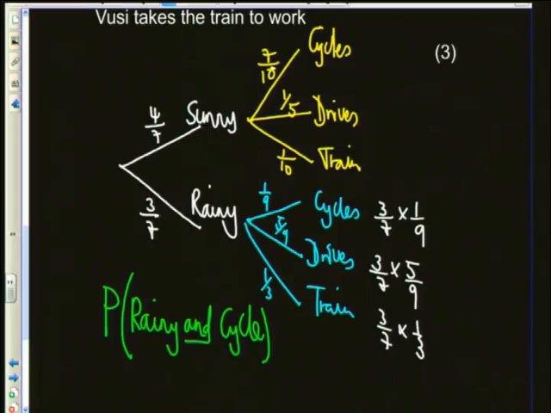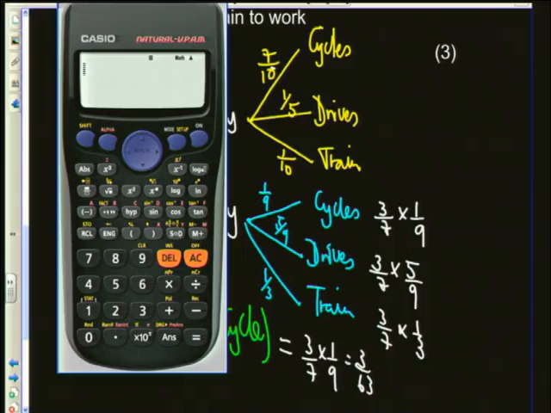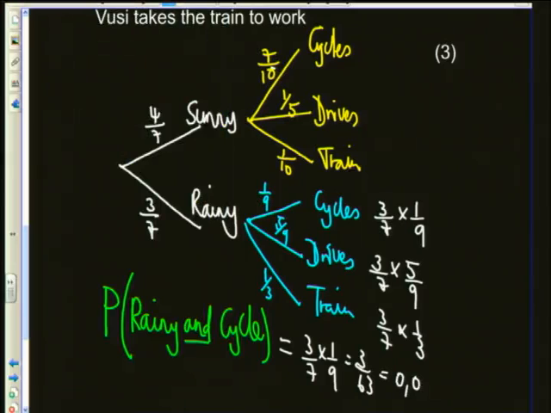So our rain and our cycle would be our 3/7 times 1/9, which is 3/63. And then remember I said to you it's a value between 0 and 1. So if you wanted to really know what that value is, then you would just say 3 divided by 63, and we'd get a probability of 0,048. We often take that to 3 decimal places, but do follow the instruction on the exam.